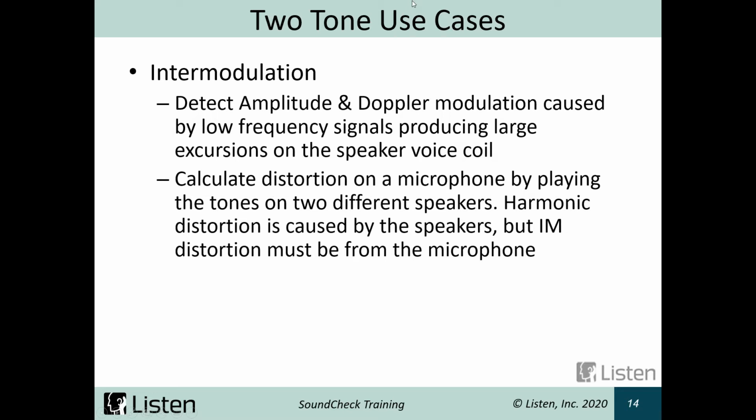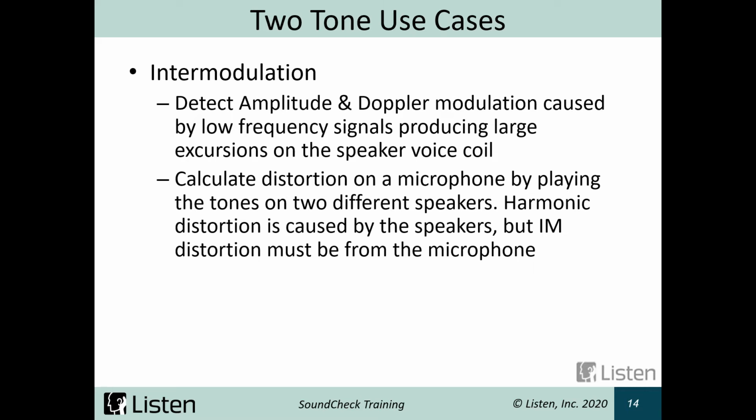Another really interesting use case of this is to calculate microphone distortion. If you try and use harmonic distortion to find out how much distortion is on a microphone, you need to be playing your signal out of something. And that something, that source speaker, will often have more distortion than the microphone you're trying to test. So no matter how much you're calculating harmonic distortion, no matter what microphone you're using, you're really just measuring the distortion of the speaker. Now, it depends on the quality of both the speaker and the microphone, but as a general rule, that's the case.